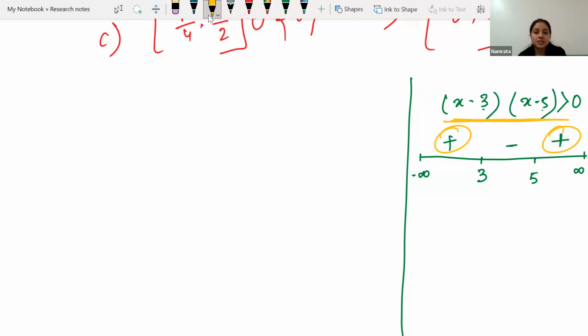And since our inequality is demanding x minus 3, x minus 5 greater than 0, we will be taking the positive case. Here greater than is there, the equal sign is not there. That means hollow circle, hollow circle. At 3 and 5 we will be taking an open interval. So our answer will be minus infinity to 3 union 5 to infinity. So let's see a few questions, then I will summarize what the wavy curve method suggests.